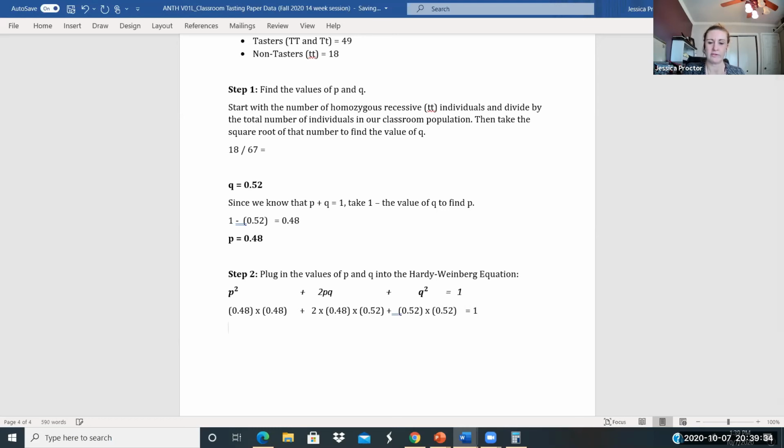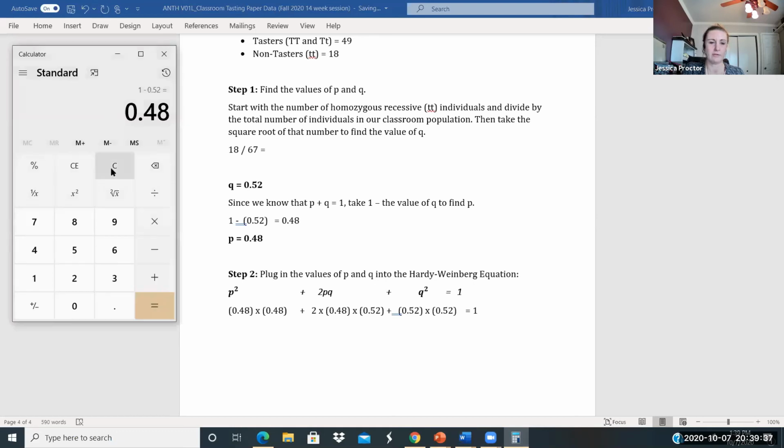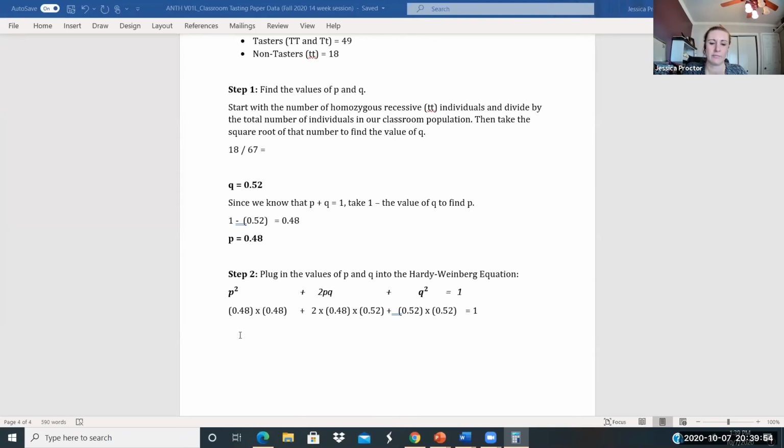All right, so now that we have it all set up nice and beautifully, next step is just to do the math. So the P squared portion, so value of P is 0.48, and we're going to square it. And then we're going to round that number to 2 decimal places. So we need to look at the third number past the decimal place. It is definitely below 4, so we're going to leave it at 0.23.